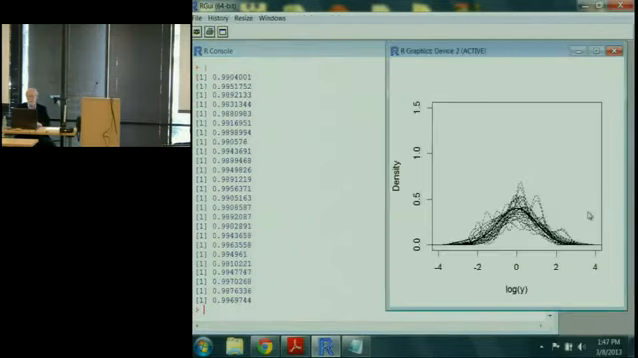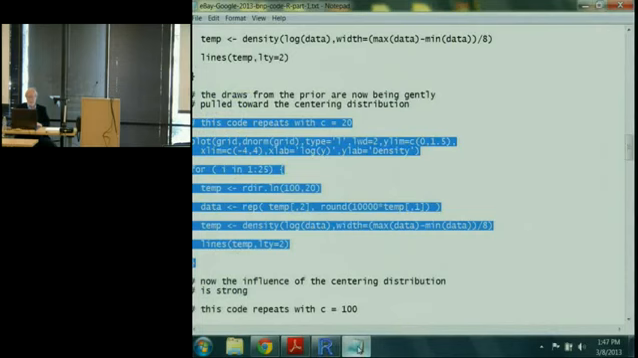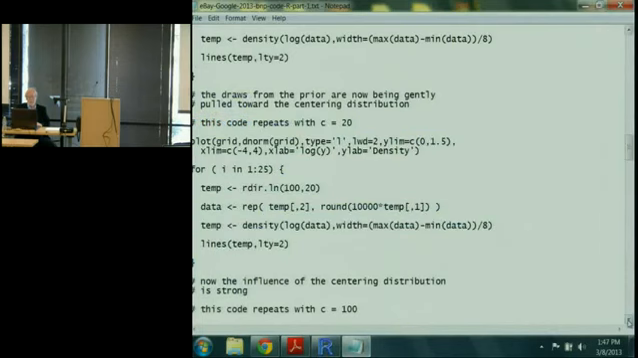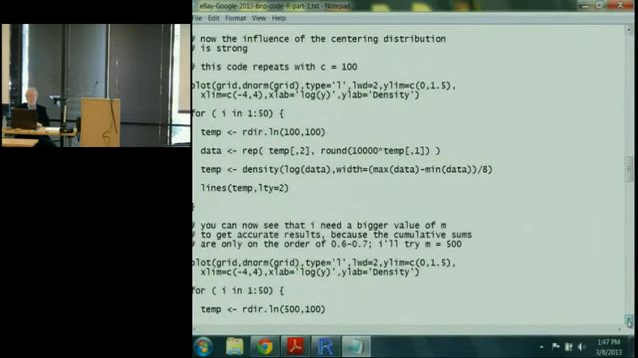And so now we start seeing that with C equals 20, the draws are really looking a lot like each other. The CDF that's being pulled out, when converted to a density, is looking quite a lot like the standard normal density, which is just what we wanted. So like it says here in the comments, now the influence of the centering distribution is strong. Let's run the code over again with C equals 100 now.